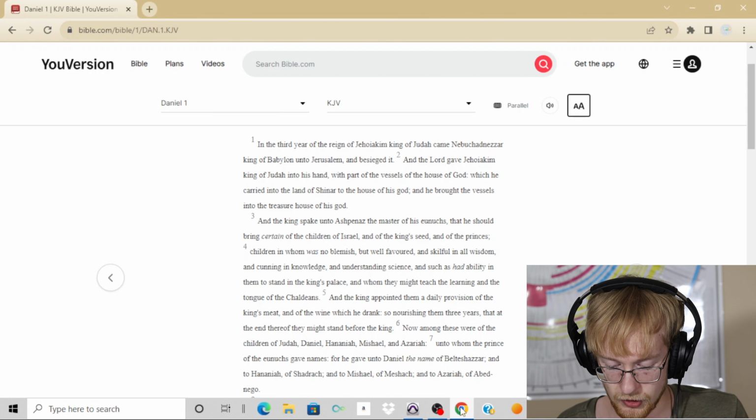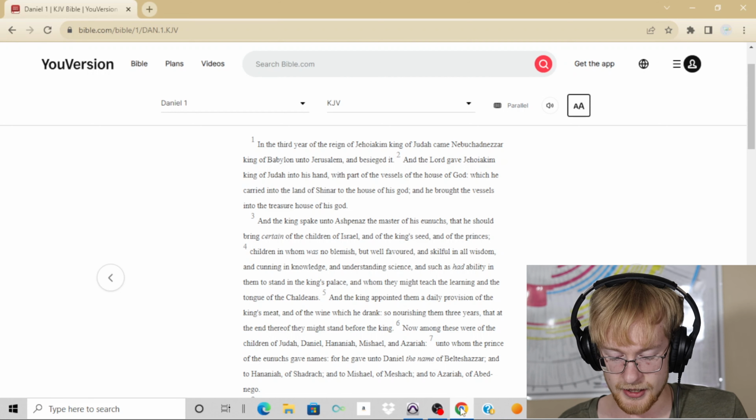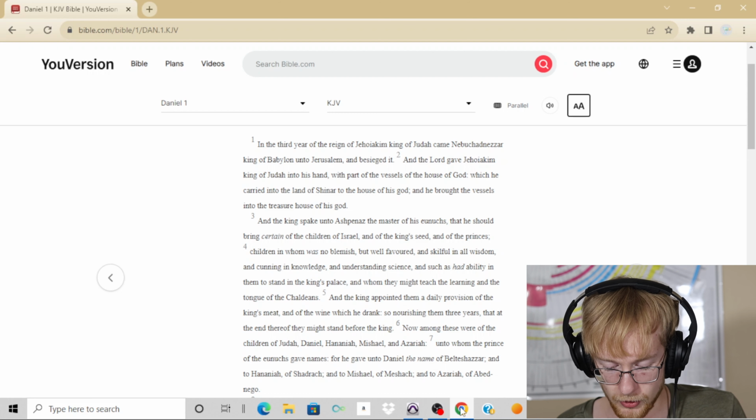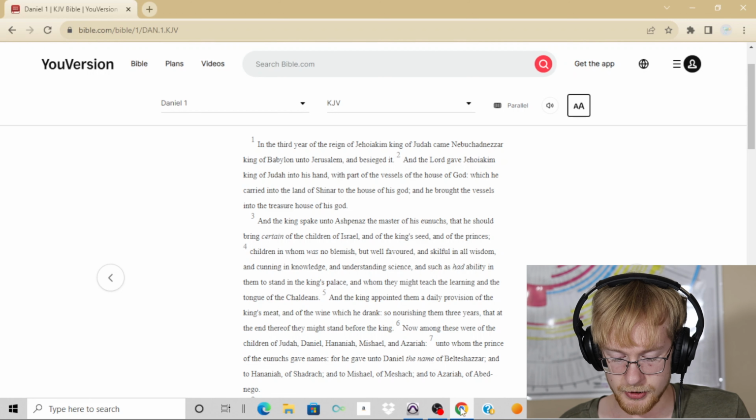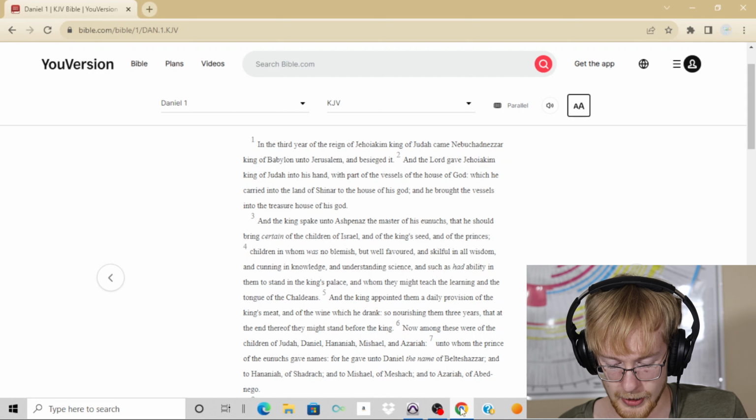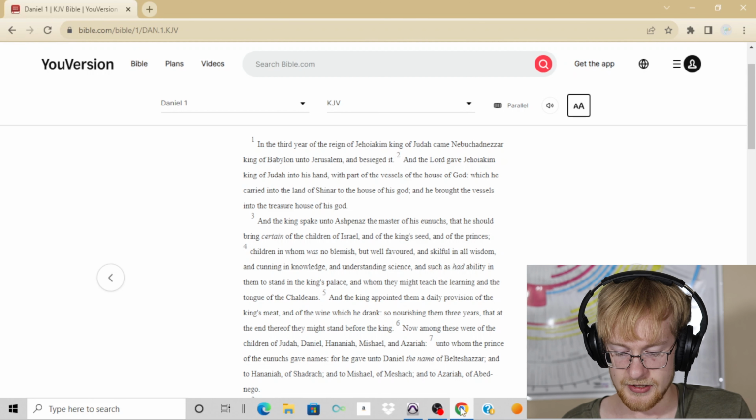Hananiah, meaning gift of the Lord, gets renamed to Shadrach, meaning command of Aku, who was their moon god. Mishael, meaning who is what God is, gets renamed to Meshach, who is as Aku. And Azariah, meaning whom Jehovah helps, renamed Abednego, servant of Nego or Nebo, the god of science and literature.